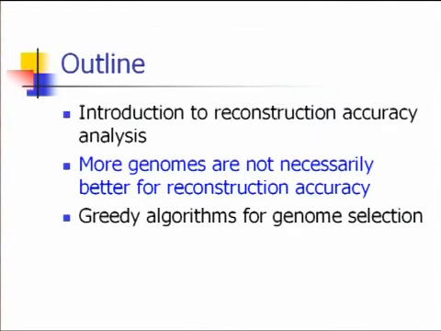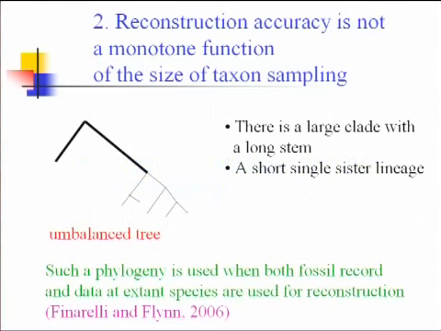So therefore, we can do some symbolic analysis. This is an example to show the reconstruction accuracy is not a monotone function. Basically, this is an unbalanced tree. There you will see a large clade with a long stem. Also, there is a very short single sister lineage.